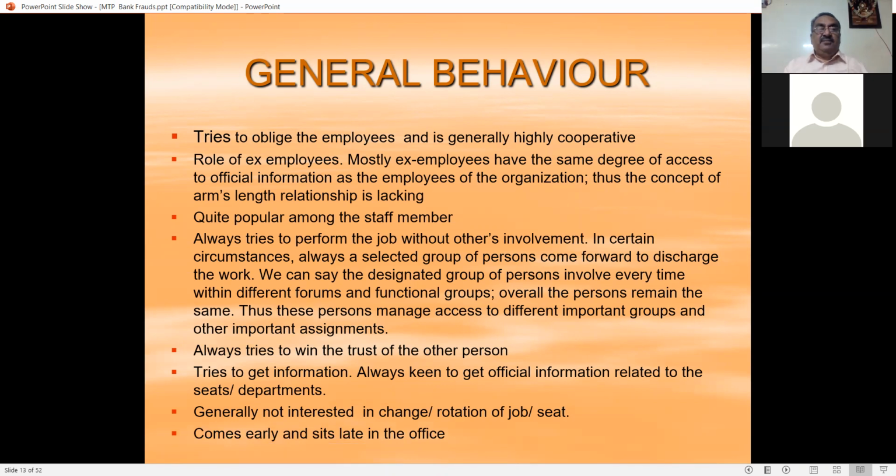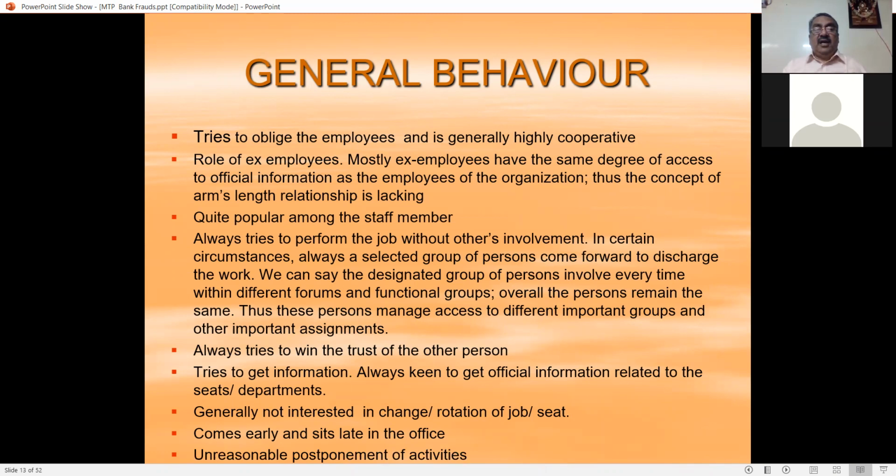Next one is he comes early and sits late in the office. Before opening the branch, he'll be there at the branch, and he leaves the branch after everyone has left. This is a general behavior because he wanted to save himself. Because has anyone found anything about my behavior, about my fraudulent behavior?